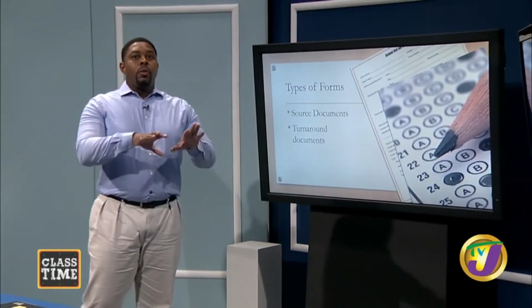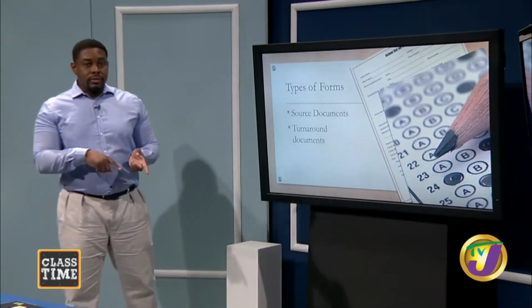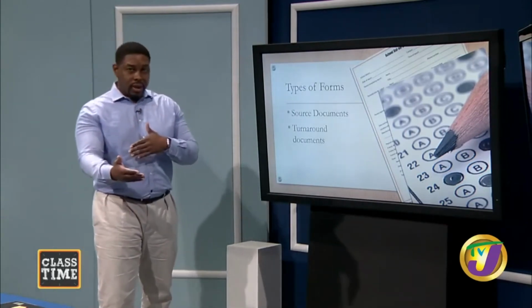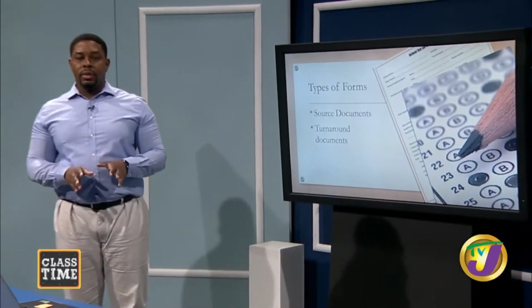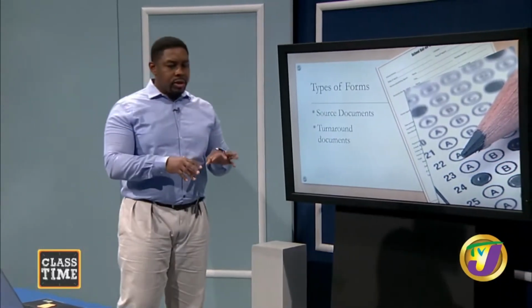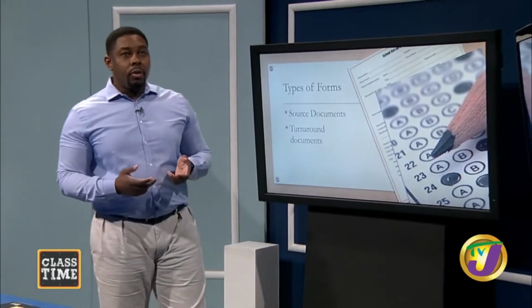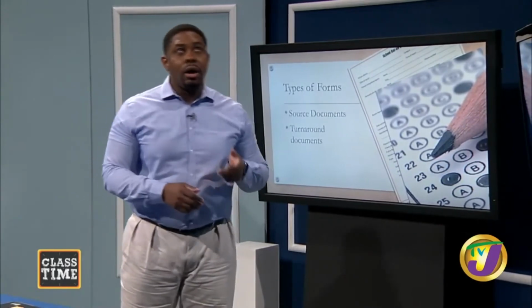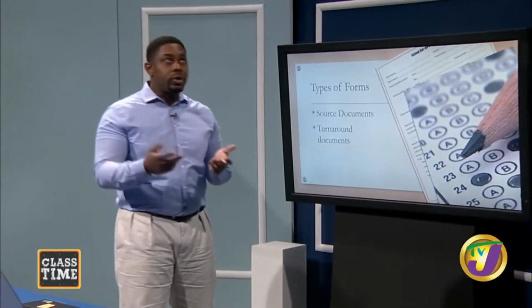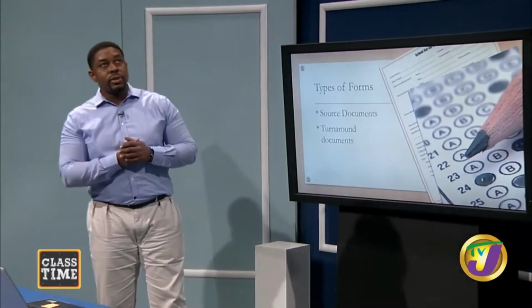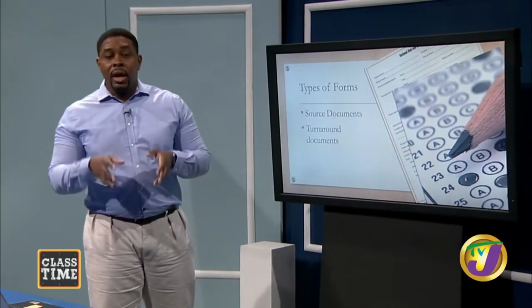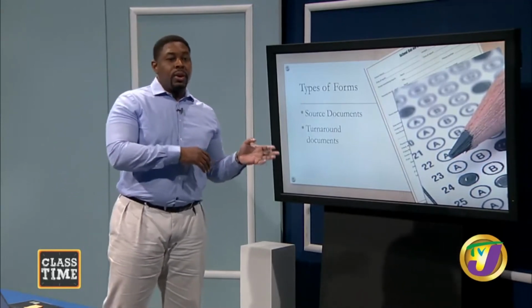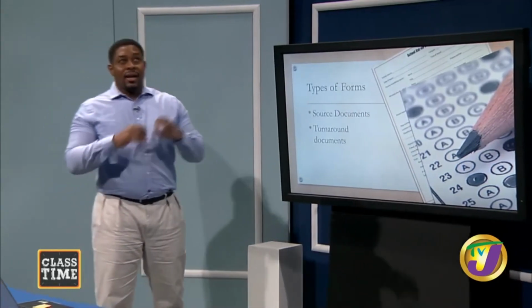Whenever a source document is created by a computer and then has to be fed back directly into the computer, it's called a turnaround document. You'll be acquainted with the turnaround document when you're working with OMR or OCR. You should have known those terms: OMR, optical mark reader; OCR, optical character reader. That has to do with you doing multiple choice questions and the like.